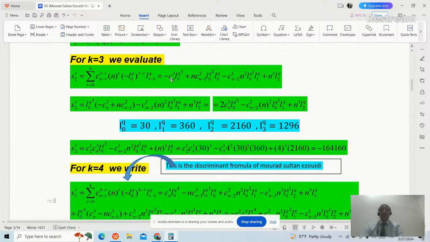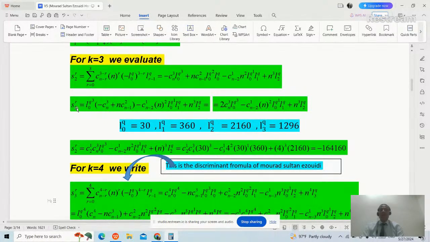Therefore, this is equal to negative combination n choose 3 L0 of dq cubed, plus n times combination (n minus 1) choose 2 L0 of dq squared times L0 of dq, minus combination (n minus 2) choose 1 n squared L0 of dq times L1 of dq, plus n cubed L2 of dq. This formula is an advanced formula. Now, after noting that this is a common factor, I would put it outside the brackets.